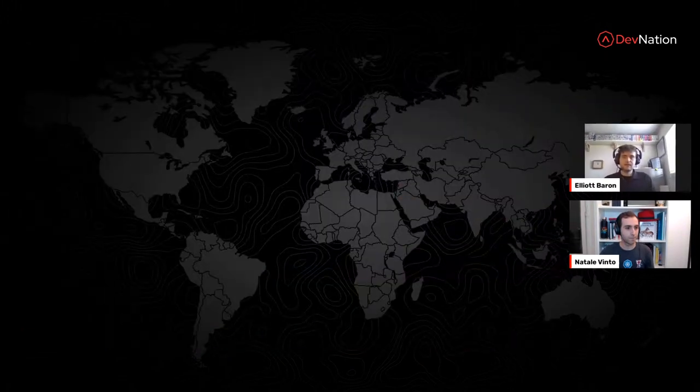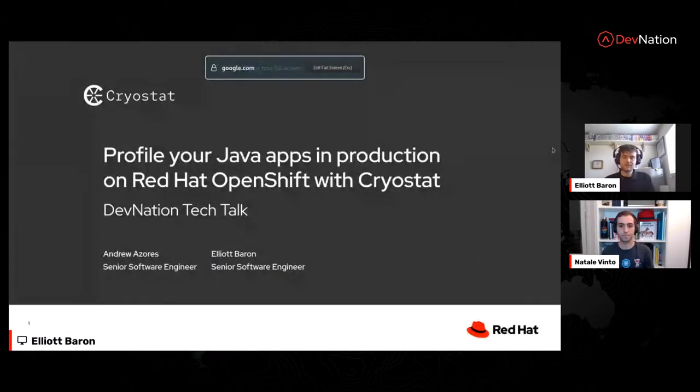So, hello, do you want to introduce yourself? Sure. So let me just start with some slides I have prepared. Okay, hopefully everybody can see that all right. Yep. Okay. So welcome to our DevNation Tech Talk on how to profile your Java apps in production on Red Hat OpenShift with Cryostat. I'm Elliot Barron, and with me today is Andrew Azores. We're both senior software engineers at Red Hat, and together we lead the Cryostat project.